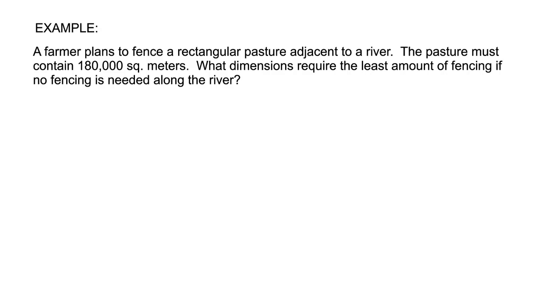So let's see what we're doing. Basic idea: what are we trying to do? You can say it in words first. We're trying to minimize the amount of fencing. All right, whatever that means right now. I'm going to call that amount of fencing capital F. All right, so what are our variables?